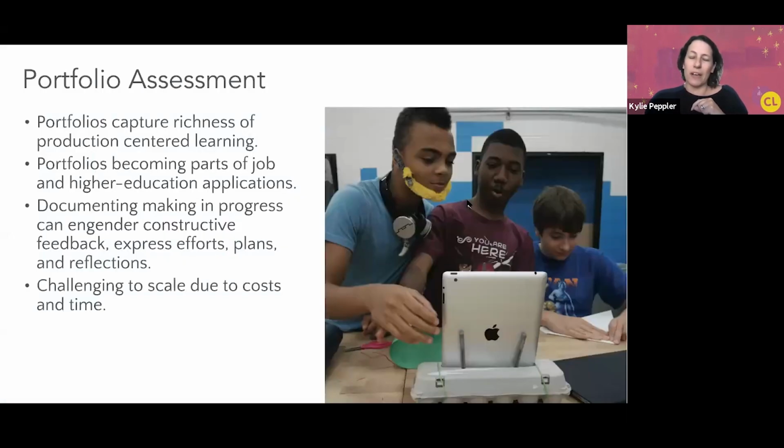Part of what we've been doing is looking at portfolios. For a long time now, we've thought about portfolios as assessment measures because they can capture a richness of production-centered learning. They're increasingly part of the job and higher education applications. But there have been challenges to scaling portfolio assessment, largely because of the costs and time associated with scoring and looking at those portfolios.